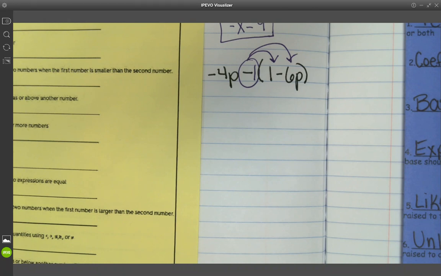Yes, so you put a plus in between them. You're multiplying that 1 times 6. It should be negative 1 times a negative 6. It should be a positive because you're doing negative times a negative. So that should be a plus.